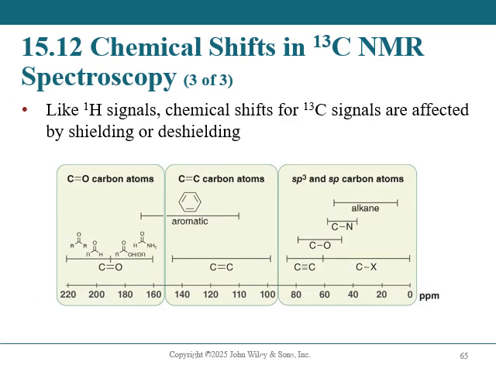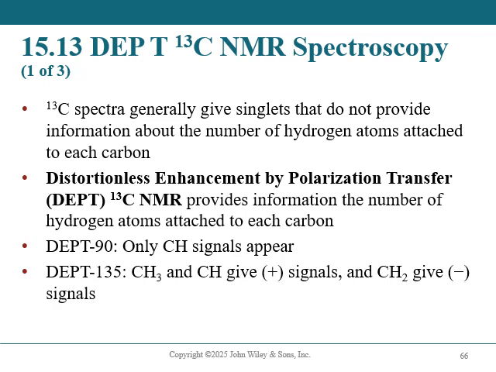Just like with proton signals, chemical shifts for carbon-13 signals are affected by shielding or deshielding. So you get stuff that is more downfield, stuff that is more upfield, and functional groups or atoms attached to carbon that will fall under very specific ranges. Carbon-13 spectra generally give singlets that do not provide information about the number of hydrogen atoms attached to each carbon. For that reason specifically, proton NMR is usually preferred over carbon NMR.